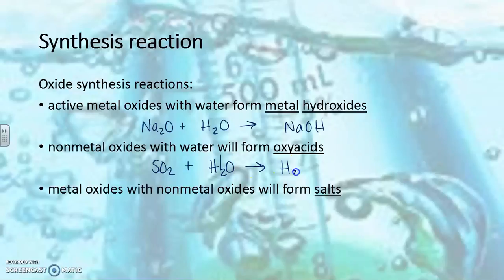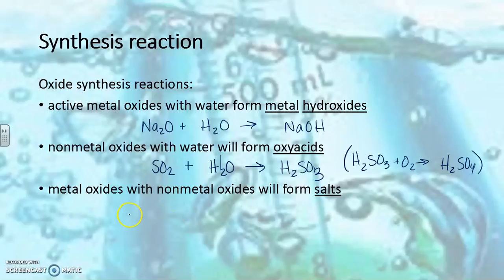Okay, so it would form H2SO3, sulfurous acid, and then actually sulfurous acid is made in the atmosphere, but it reacts with the oxygen in the atmosphere, which gives us that H2SO4, sulfuric acid, and that would be your acid rain.